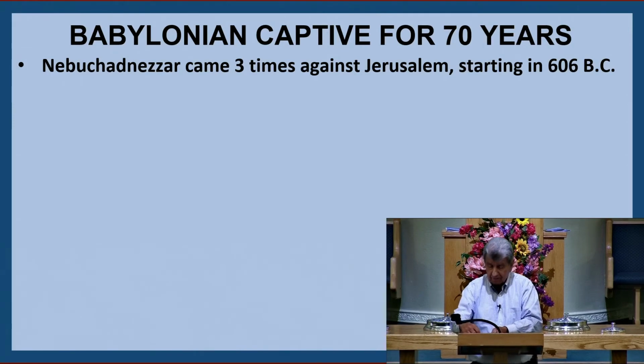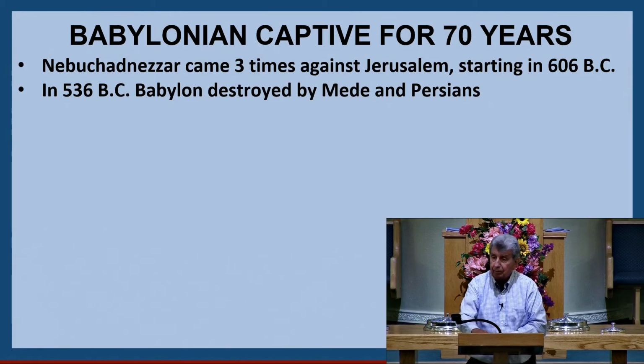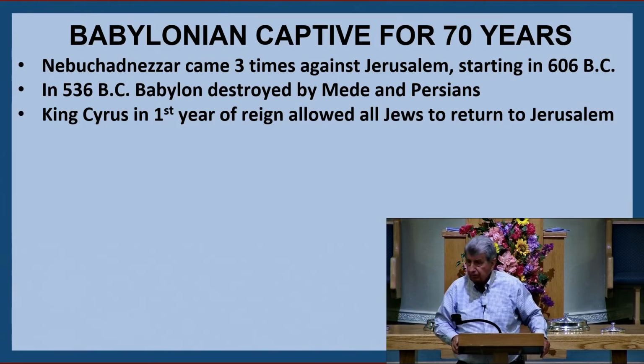Look at that second line that's on there, the bullet point. In 536, Babylon was destroyed by the Medes and the Persians. And so in the first year of the reign of King Cyrus, not Babylon, the Persian kingdom, in the first year of the reign of Cyrus, a decree went out to all of the world that every Jew that wanted to could go back to Jerusalem and rebuild the city. This is key. Only a remnant ever returned.